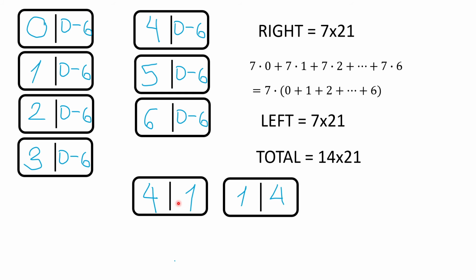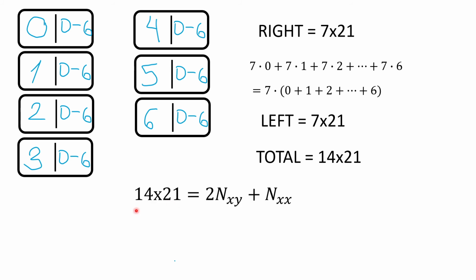So those dominoes like 0-0 on both sides, 1-1, 2-2, 3-3, 4-4, 5-5, and 6-6. All right? So now, when we look at this number 14 times 21, it really comes from this formula. Now, what does the formula mean? First of all, by subscript xy, I denote the dominoes that have different numbers on the left and on the right. By index xx, I denote the dominoes that have the same number on both sides.